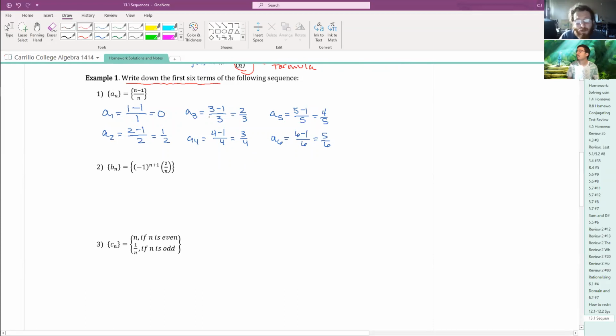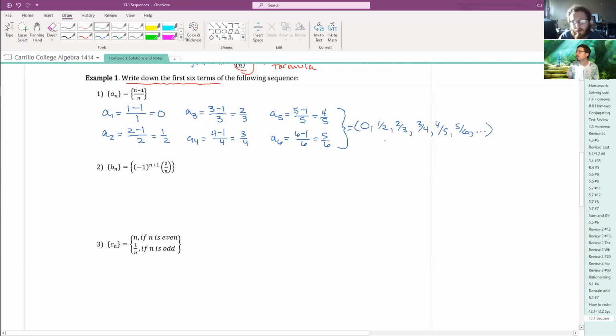You don't have to. Actually, a little bit of future looking ahead: where these become useful is you keep writing down terms until it becomes apparent what value this is heading towards, right? So if we look at all of these terms, we can collect them and say the first 6 terms are 0, 1/2, 2/3, 3/4, 4/5, 5/6, and it just goes on.